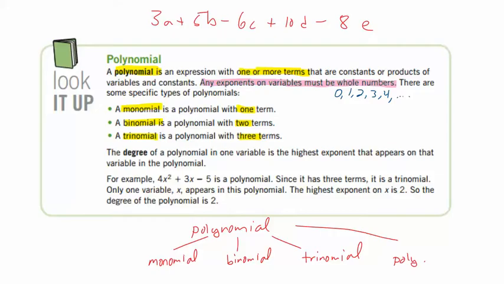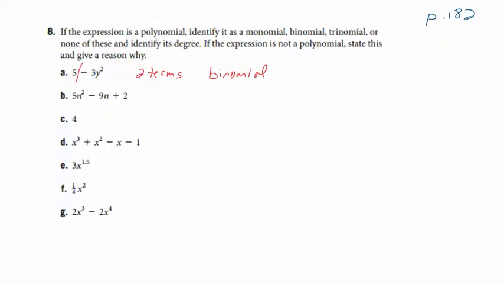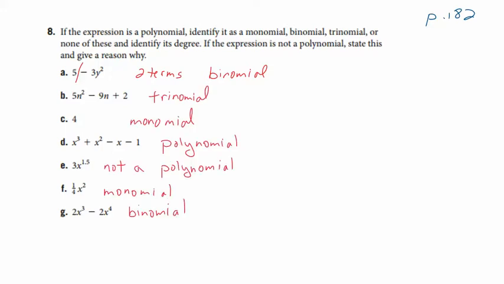All right. So why don't you pause it right here on number 8. I want you to see if you can figure out if these are polynomials, first of all, and then if they're a polynomial, are they a monomial, binomial, trinomial, or maybe just a polynomial? All right, take a look, see how you did. If you need to pause the video to take a look, that's fine.